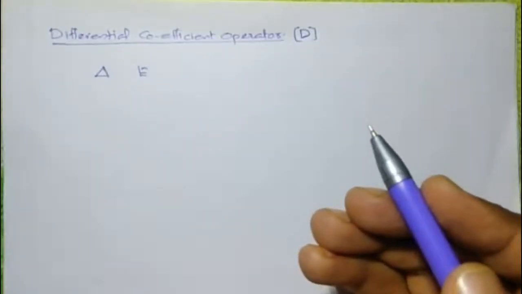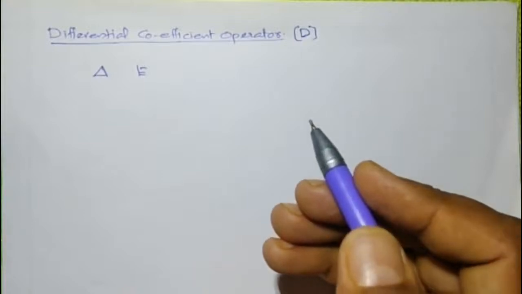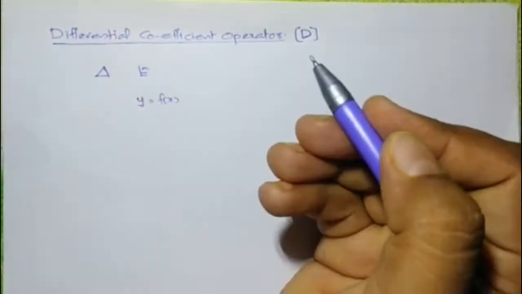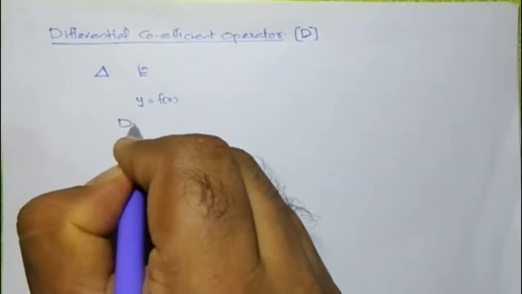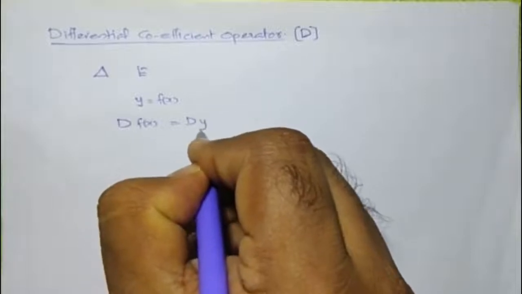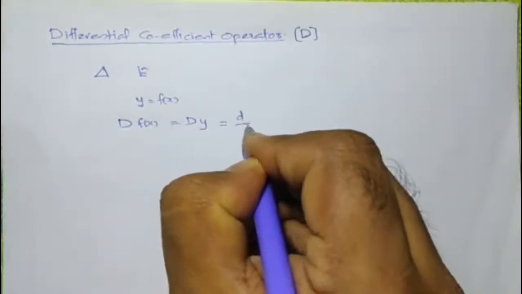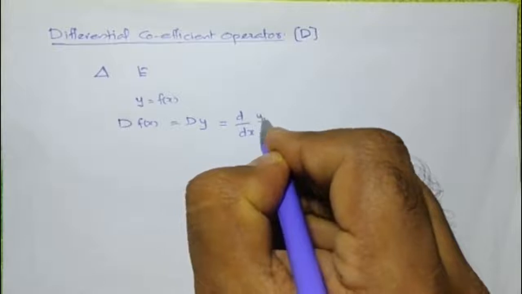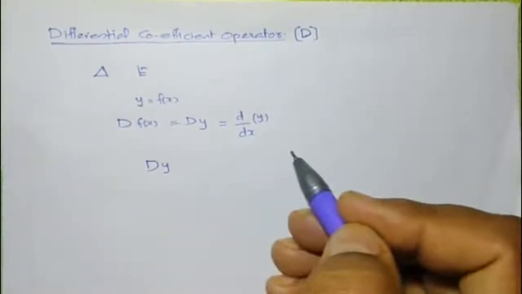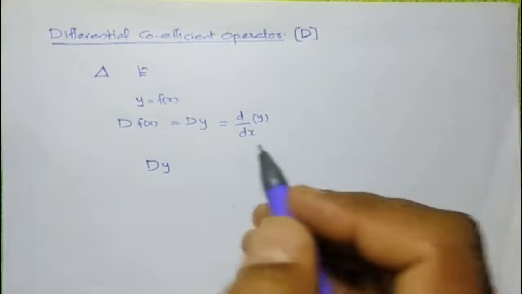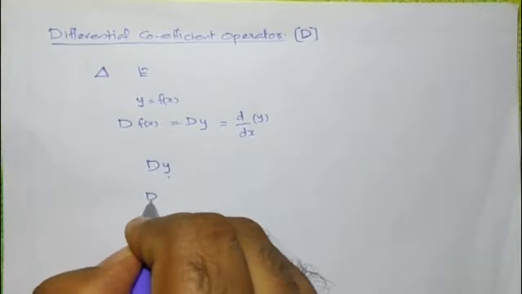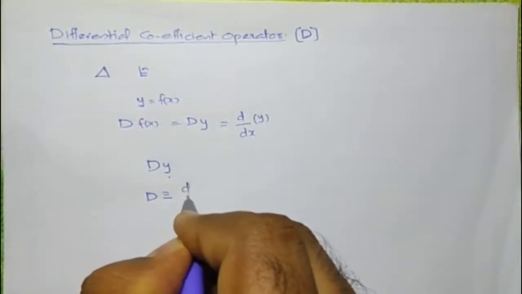When the differential coefficient operator operates on a function, say y equal to f of x, it becomes D f of x equal to Dy equal to d/dx of y. Dy denotes the differential coefficient of the function y with respect to x. So we may write D is equivalent to d/dx.